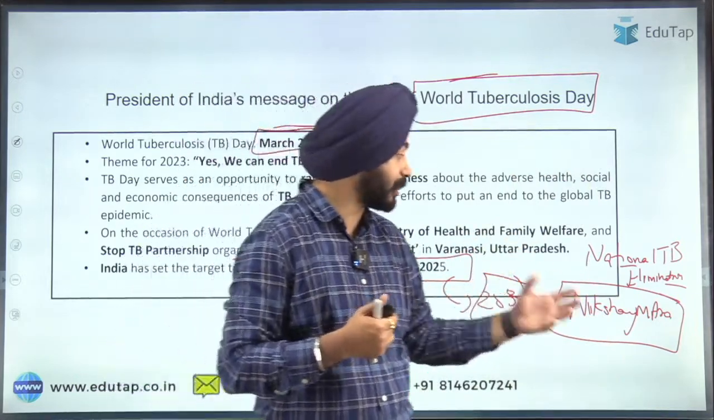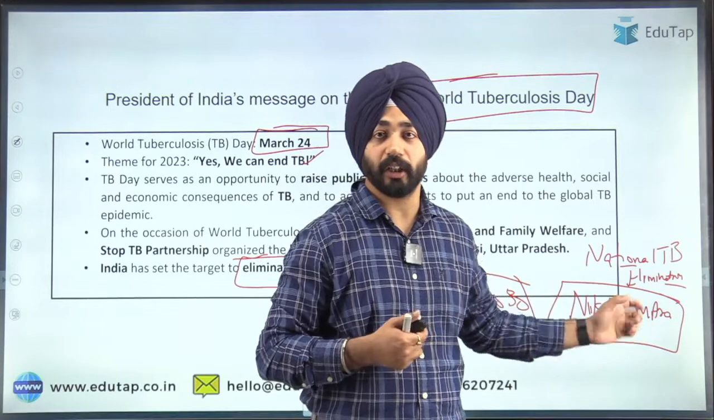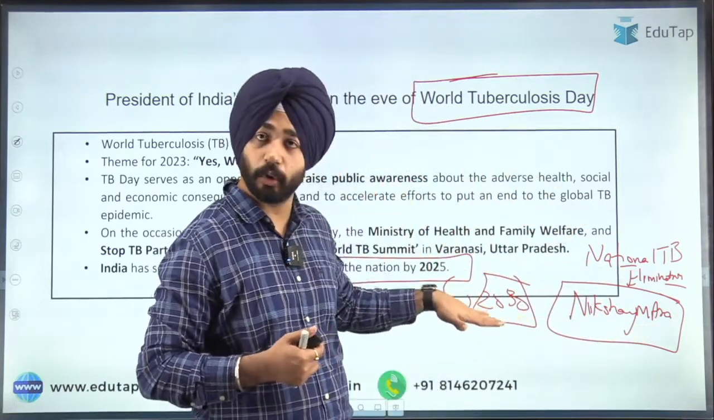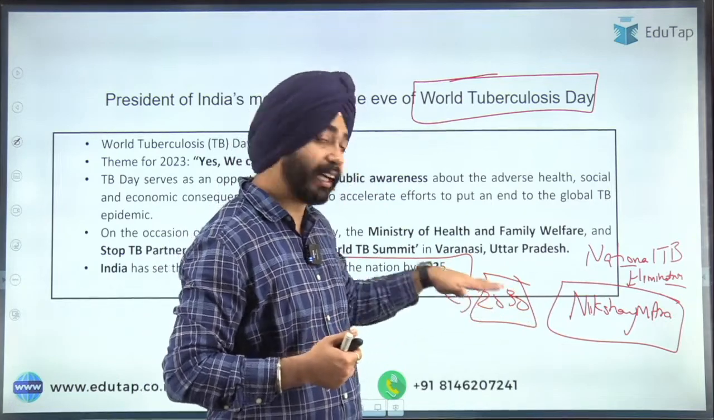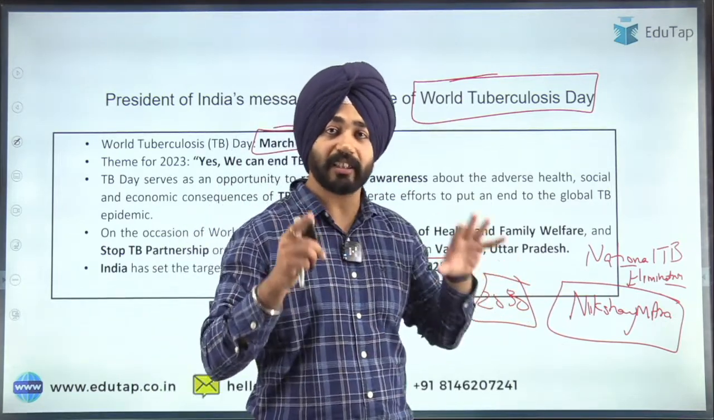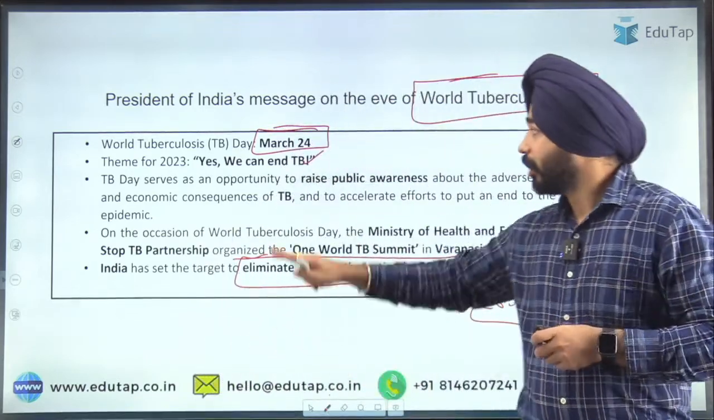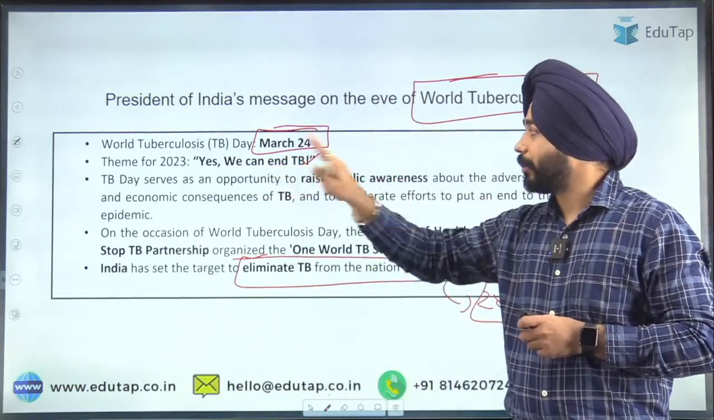from TB. तो उनकी help कैसे कर सकते हैं, निक्षय मित्रा पोर्टल के अंदर. So this is the thing that we have discussed about tuberculosis. ठीक है, तो क्या था टारगेट, ग्लोबल टारगेट है 2030, इंडिया का टारगेट है 2025. This is the thing that we need to remember from Tuberculosis Day. Okay, now the day is 24th of March, theme is Yes We Can End.